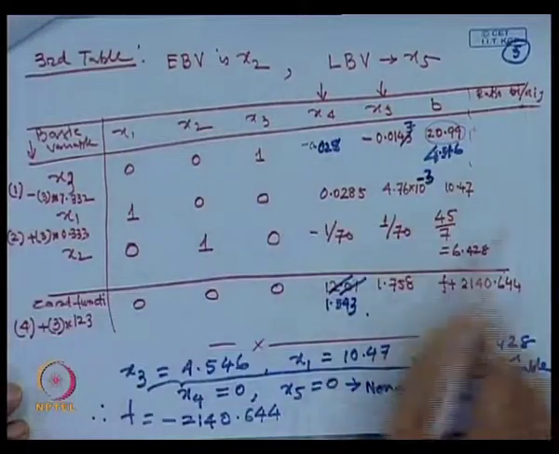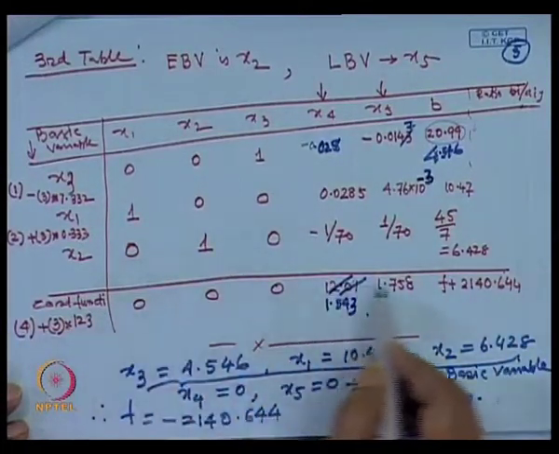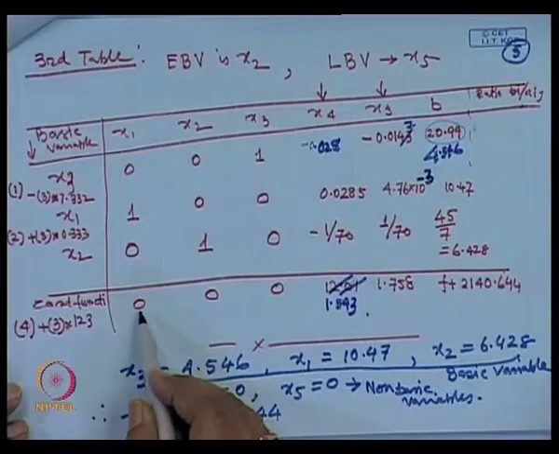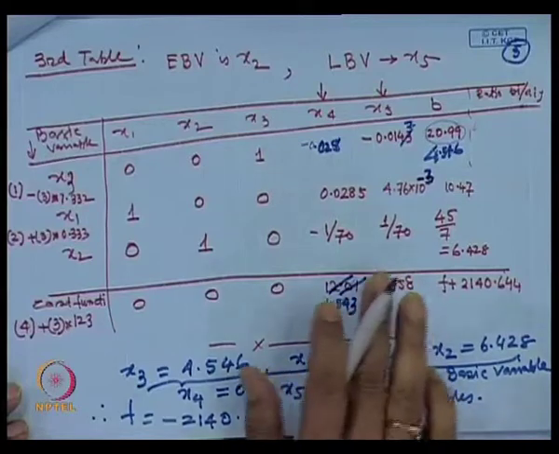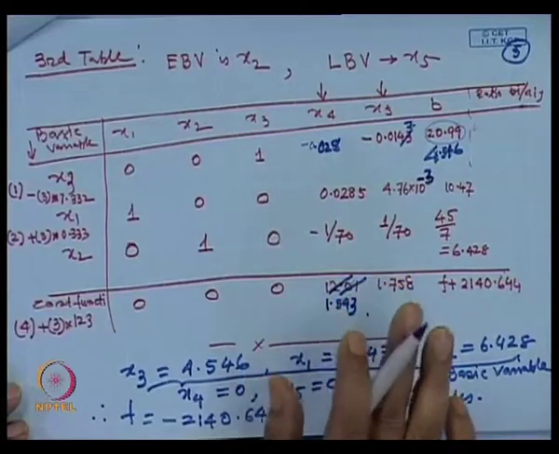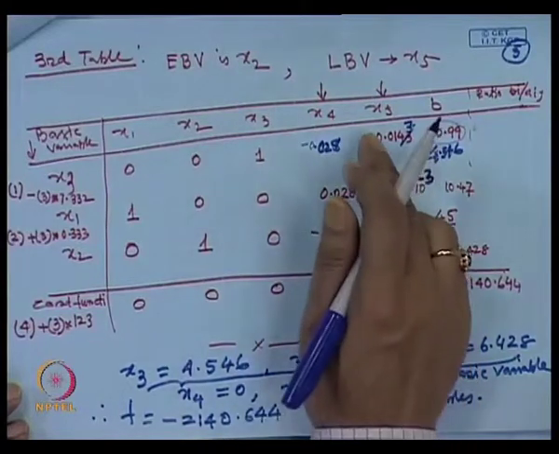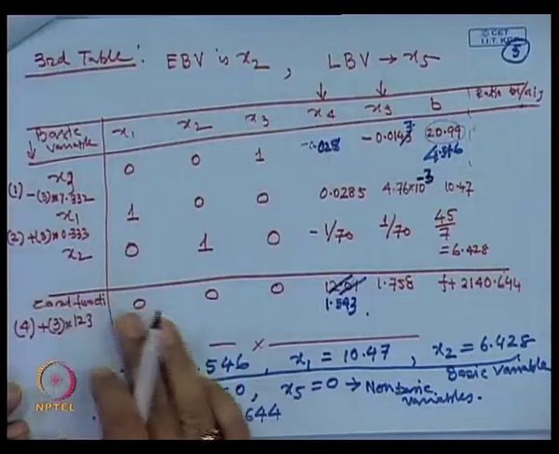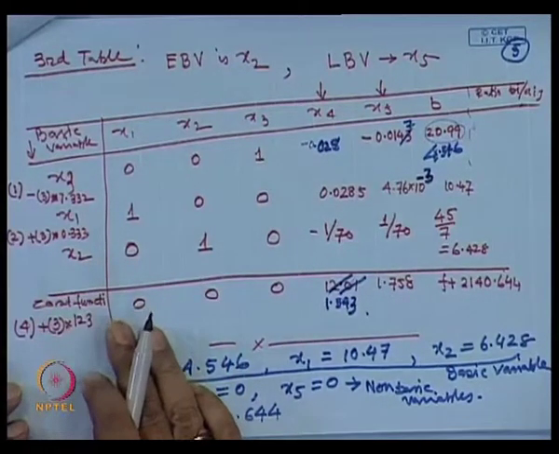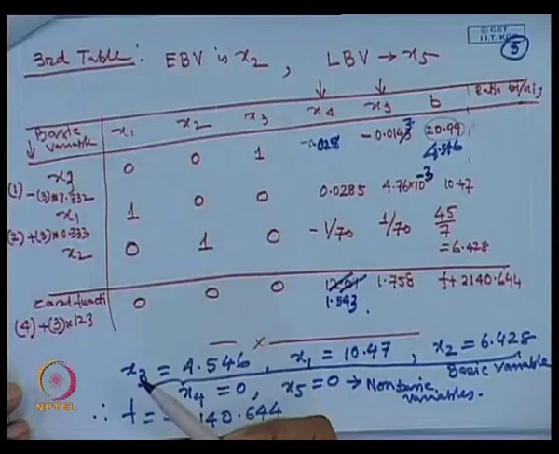After doing this, look at the last row of the cost function. In this cost function, all coefficients are positive. That means we cannot further reduce the cost function value by changing one of the basic variables to a non-basic variable and one of the non-basic variables to a basic variable. So, we will stop our iteration here.